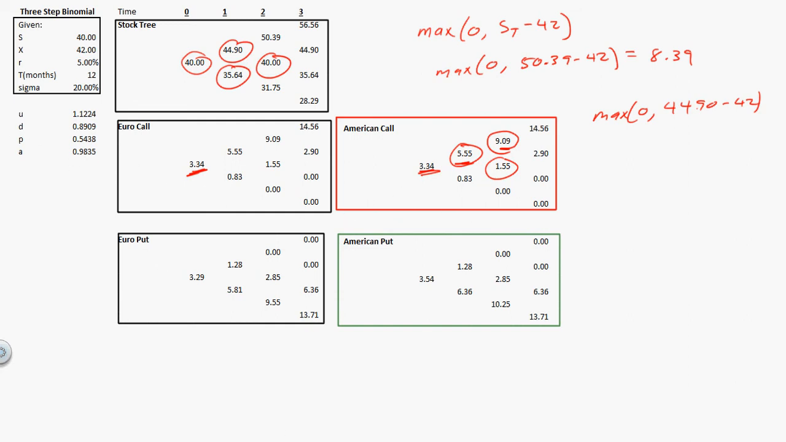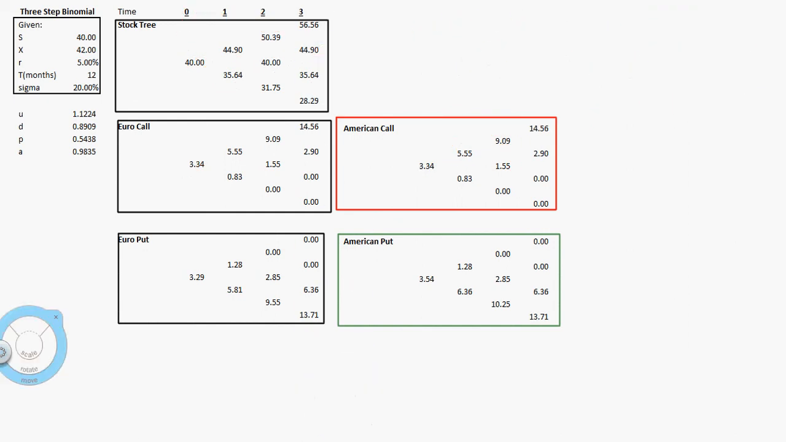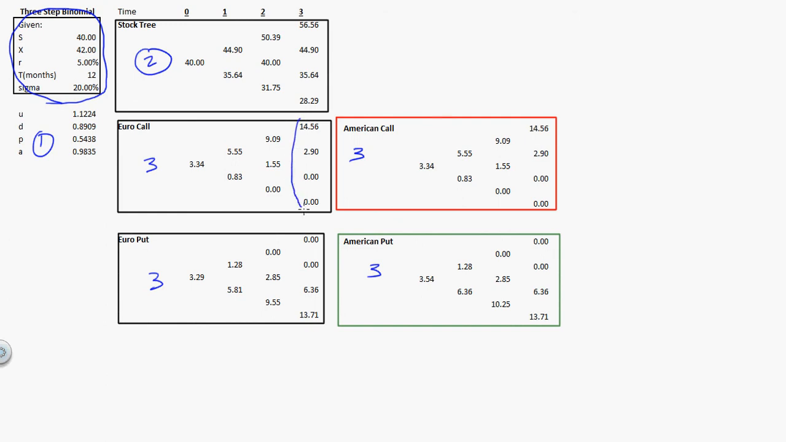So that's it. Just to review, you're going to have the given information right here. Your first step after you see the given information is to find U, D, P, and A. Step number 2, build out the stock tree. Step number 3 would be whichever one of these you're supposed to price. You get the stock tree, then you find the payoff and work backwards through the tree. It just depends on which one you're asked for. And that's it.